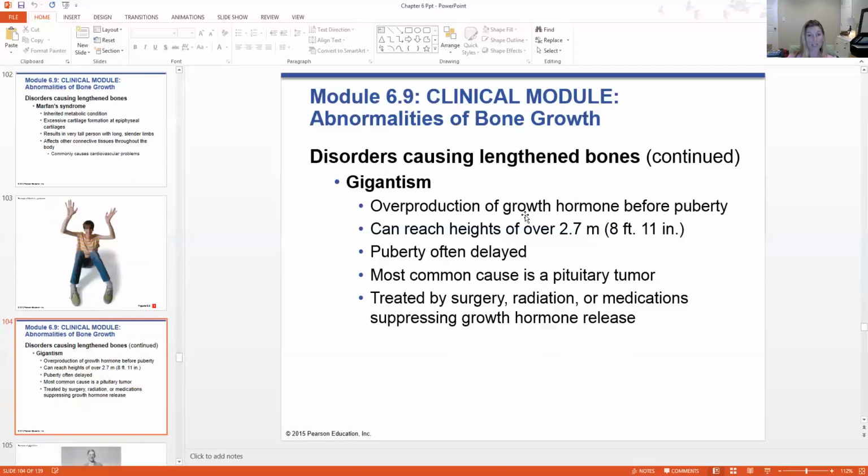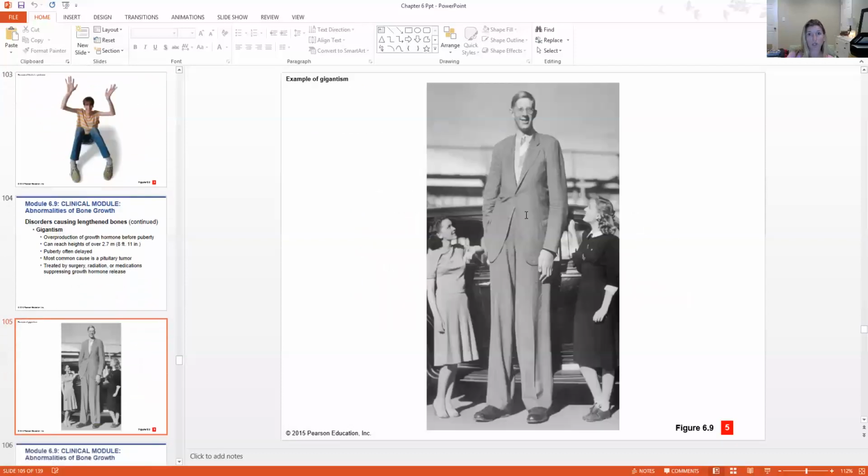There's also gigantism. Gigantism will cause lengthened bones. This is from an overproduction of growth hormone. So this is where people can get very, very tall. Typically, puberty is often delayed in people that have extra growth hormone. It can be caused by a tumor on the pituitary gland. It can be treated with surgery, radiation, or medications to suppress the growth hormone. Like this fella here, obviously very tall.